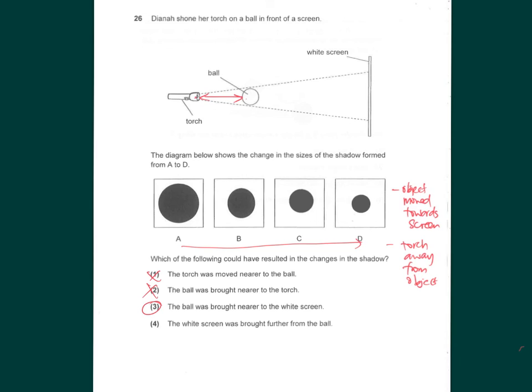Now, the white screen was brought further away from the ball. When the screen is brought further away, what do you expect? Let's draw a screen here where it's brought further away, and you can imagine that this same light ray will end up here. So you can expect the shadow to be bigger. If initially this was the size of the shadow, now it's going to get bigger when the screen is moved back. So not the answer we're looking for. Option 3 has to be it.